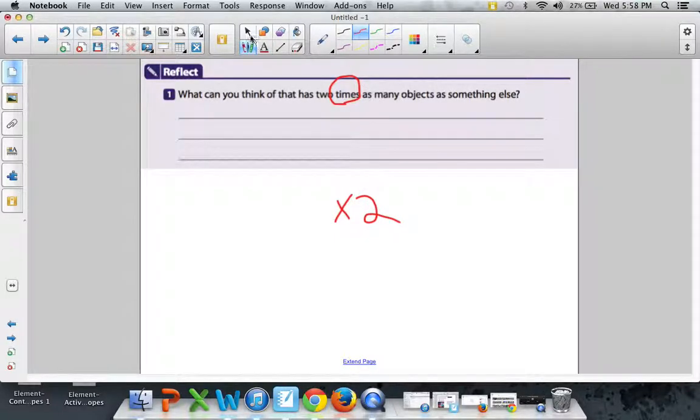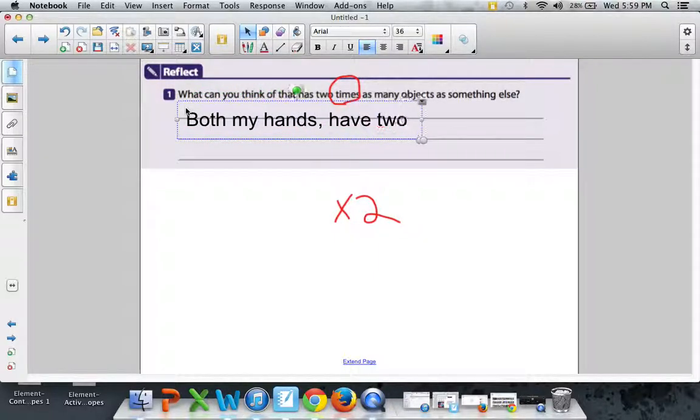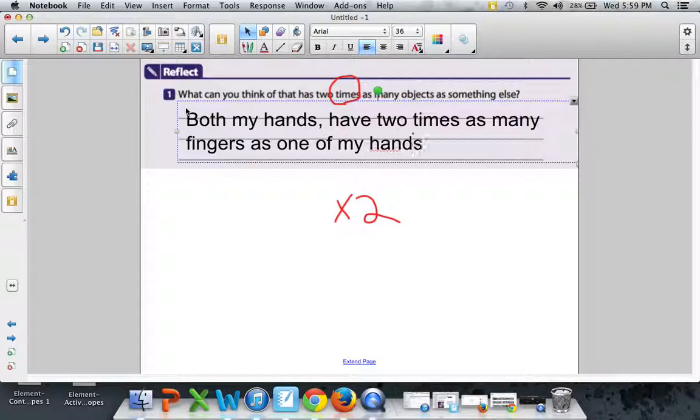I can think of a couple things. Maybe you can think of your own. But one thing is, let's see here. Both my hands have 2 times as many fingers as one of my hands. That's one example, right? Because on one hand you only have 5 fingers, but on both hands you have 5 times 2, 10 fingers. What other examples can you think of?